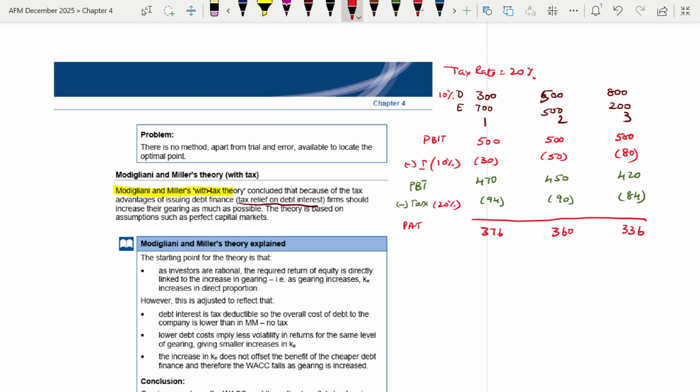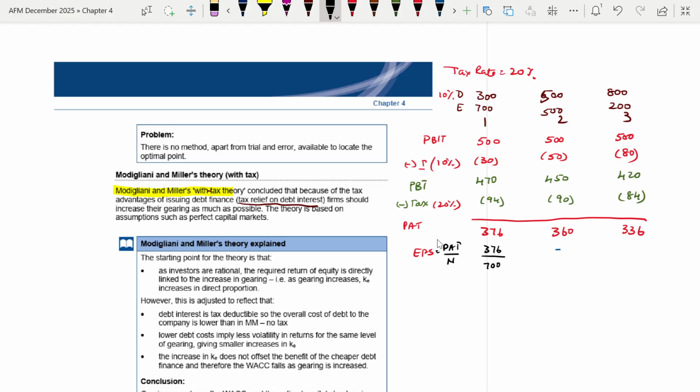Now you take into consideration earning per share. Take 700 shares. Nothing will happen. This is going to be profit after tax divided by number of shares. Okay, 376 divided by 700.